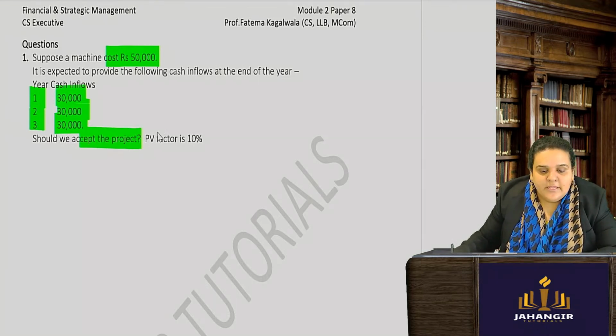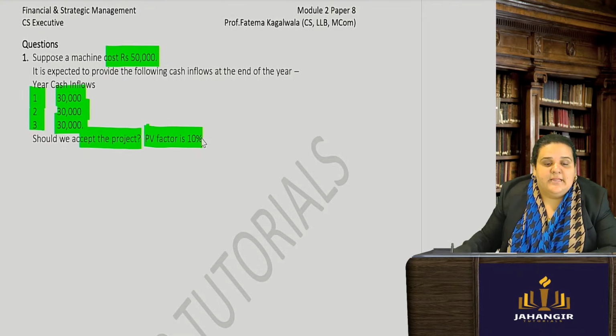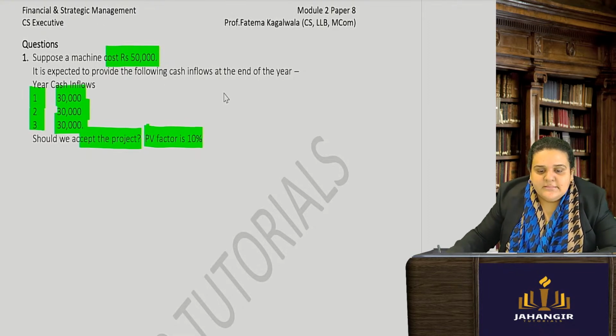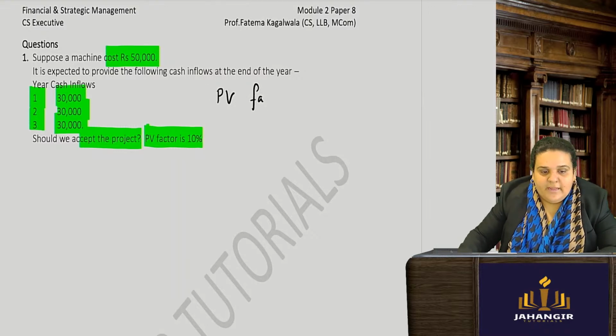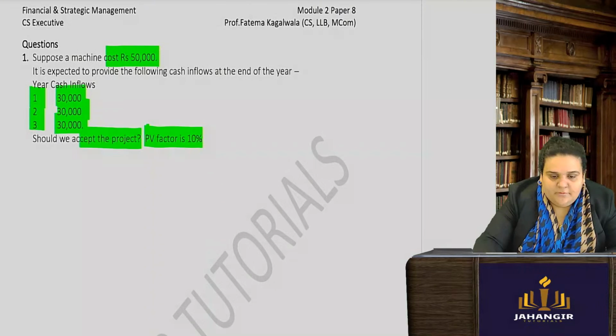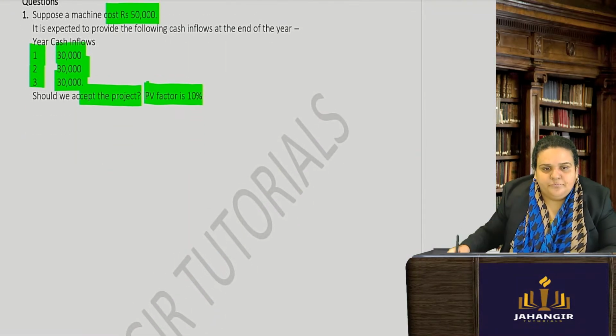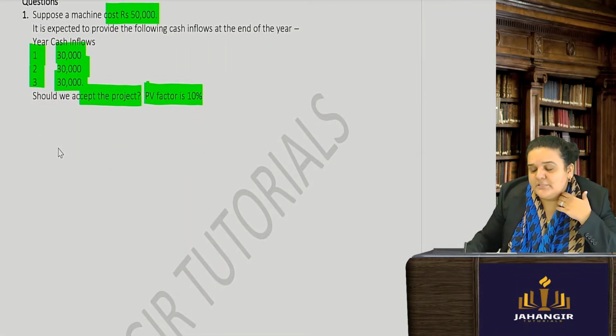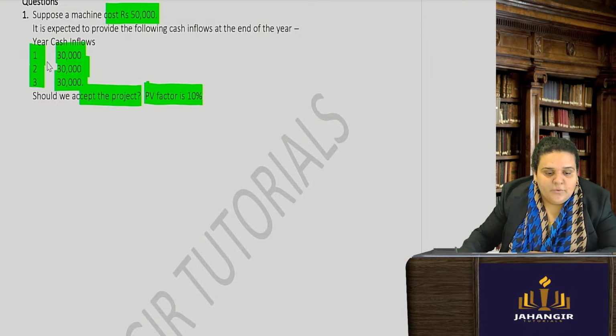Then later they have given me a PV factor of 10%. Now, what does PV factor mean? I'll explain the PV factor later on, just to start with the basics. First, capital budgeting decision methods. So, method 1.